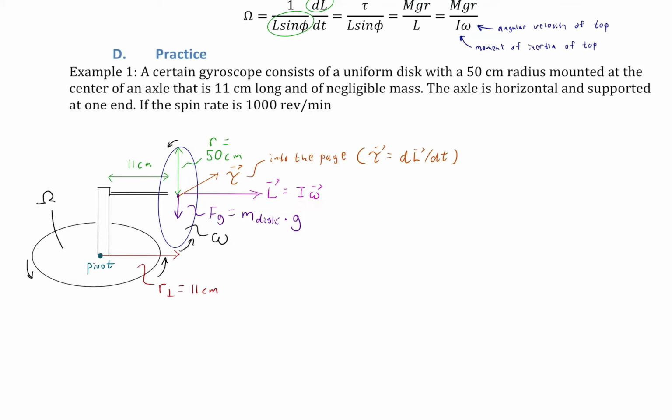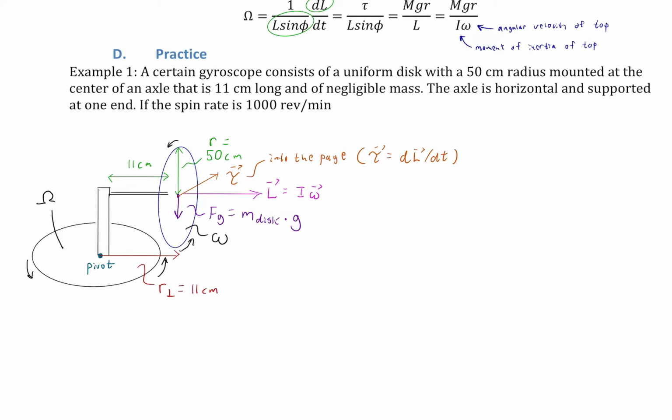We could use the right-hand rule to turn our fingers, and we can represent it here by the little arrows. Turn our fingers in the direction it's turning, and then our thumb must point in the direction of omega, which means it must also point in the direction of angular momentum L, okay? All right. And the disc is spinning at a fast rate, 1,000 revolutions per minute.